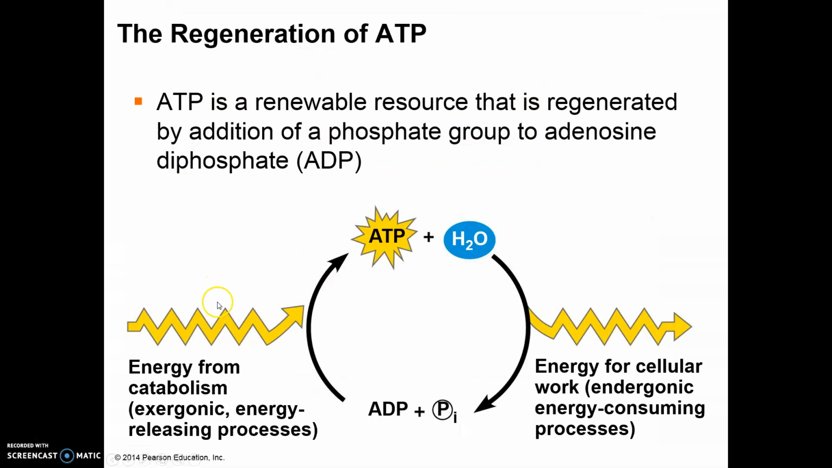Ultimately, this ATP that we hydrolyze and use can always be recovered by the food that we eat. So as we break down our food through catabolism, we can regenerate that ATP. We can then use that ATP to do work.